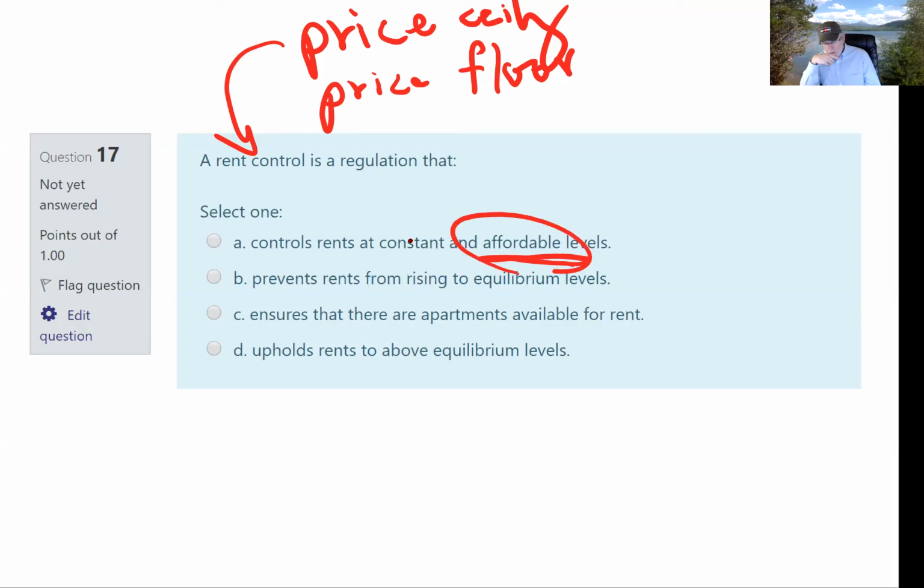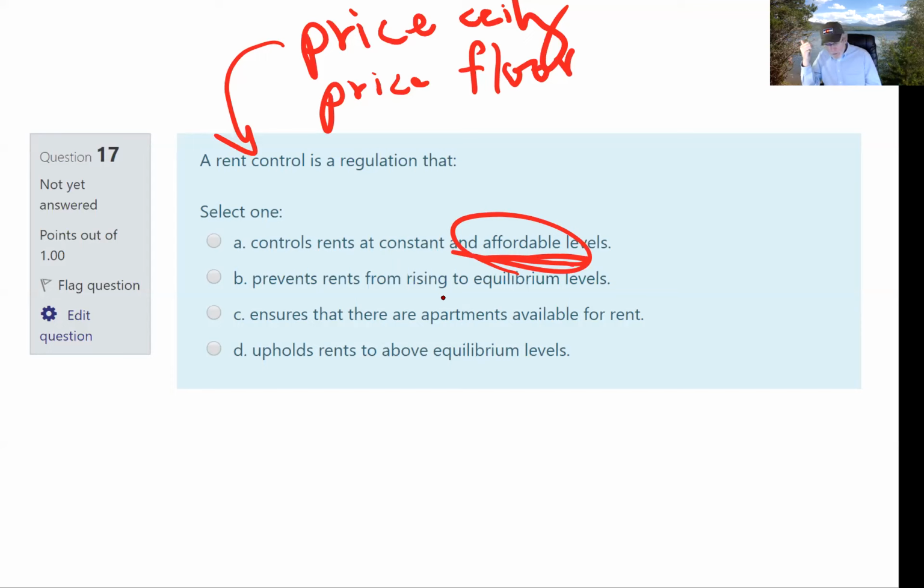Affordable, what does that mean? That's totally subjective. Bill Gates could afford $10,000 a month for a one-bedroom apartment. If you see affordable, you'd be pretty sure it's not the right answer.